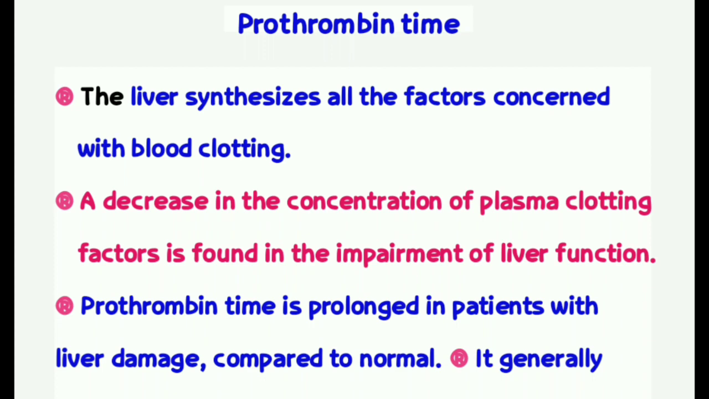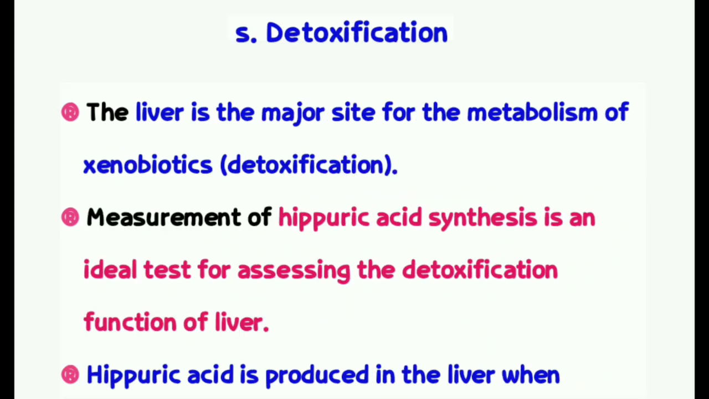The prothrombin test. The liver synthesizes all factors concerned with blood clotting. A decrease in concentrations of plasma clotting factors is found in impairment of liver function. Prothrombin time is prolonged in patients with liver damage compared to normal. It generally falls within 10 seconds.